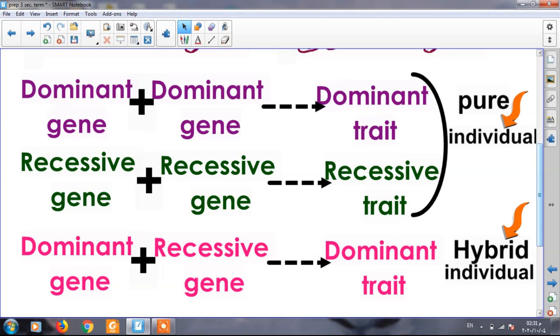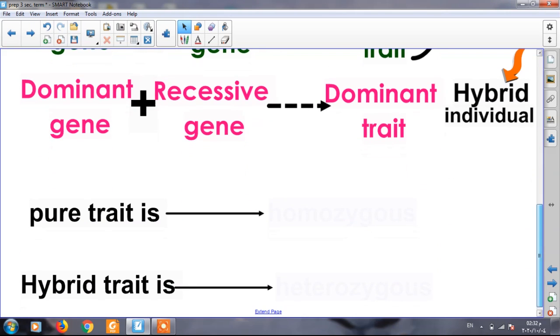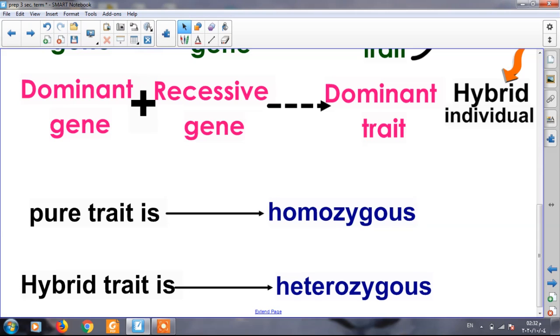What's the difference between them? Pure means their traits consist from similar genes, two dominant or two recessive. Hybrid means different genes, one dominant and one recessive. So also we can say the pure trait is similar or homozygous. What's the meaning of homozygous? It means similar gene. Okay. What about hybrid? We know hybrid is different, so we can say it is heterozygous. What's the meaning of heterozygous? Heterozygous means different.